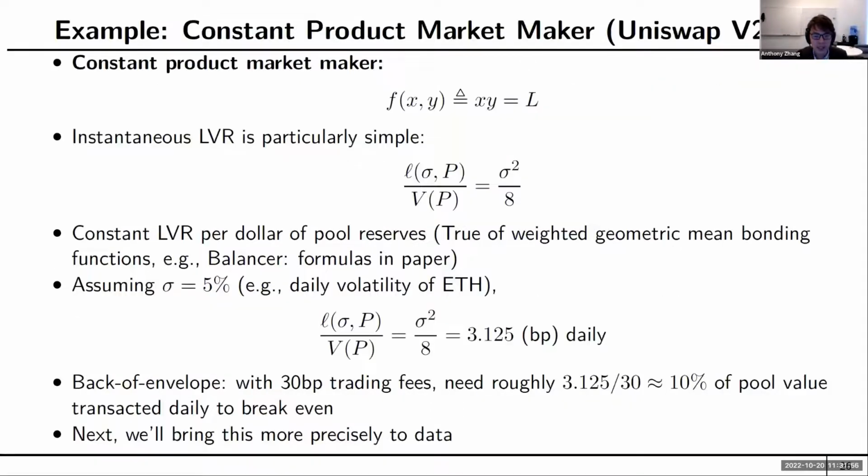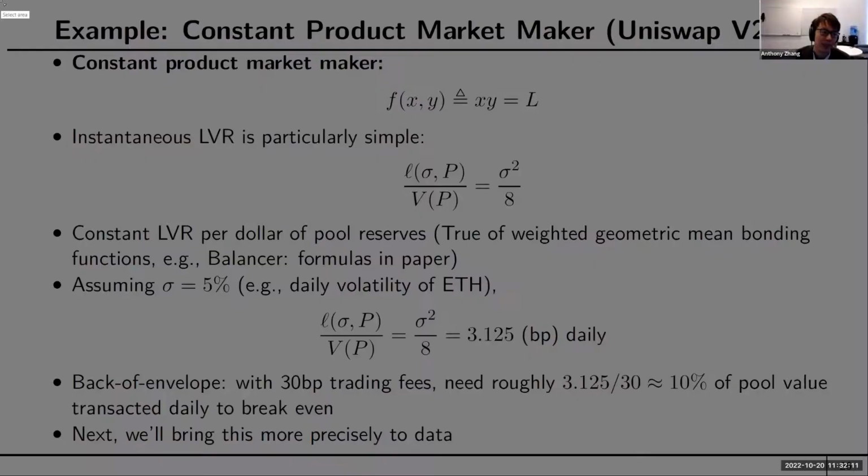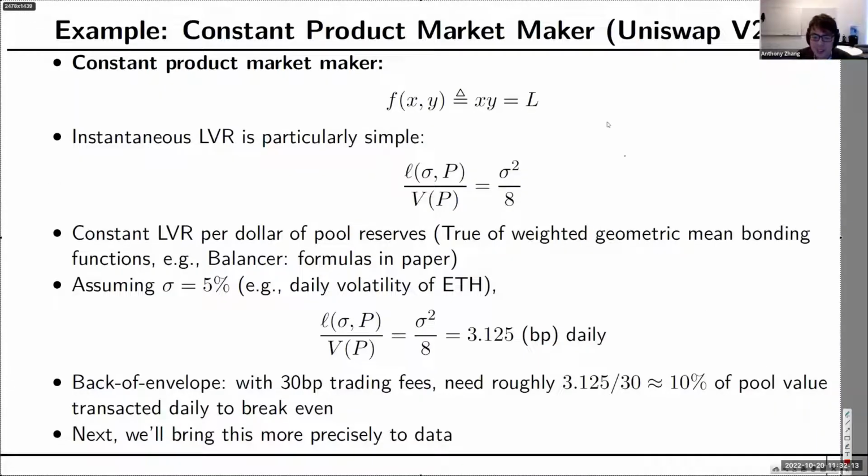Okay, the other thing I'll note is that our formula is simple enough that you can actually take it to data and measure how much loss versus rebalancing is for any given AMM. So in the paper, we give results for a number of different invariant formulas. We get extremely simple results, as I mentioned at the start, for the constant product market maker, where when you have an XY equals K market maker, the loss as a percent of pool value over any period of time is just sigma squared over 8.